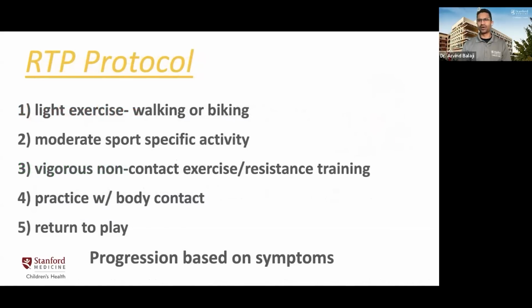There are a lot of different ways that you can approach this sub-symptom threshold protocol. One such method is just to use something like this. Initially, you'd start out with light exercise, walking or biking. If the athlete is able to tolerate that, you'd move on to some sport-specific activity. Then you do some resistance training. Eventually, when the athlete has shown that they can tolerate maximal exertion with no symptoms from a non-contact standpoint, you can ask them to return back to a practice with their team to include body contact. And if they tolerate that, you can return them back to play. The progression through these 5 steps is simply based on whether it provokes any symptoms.